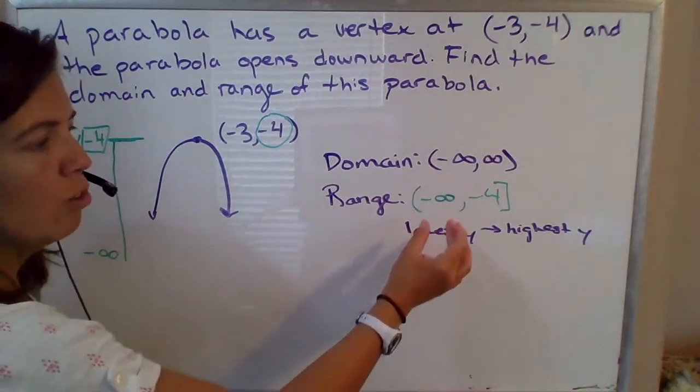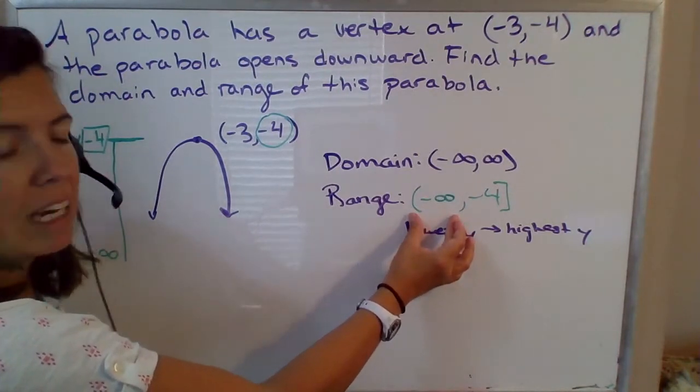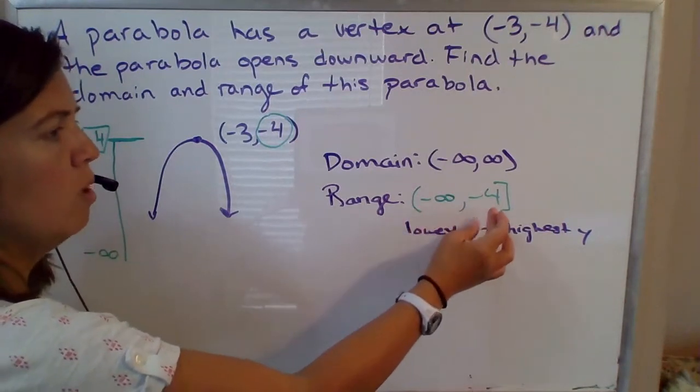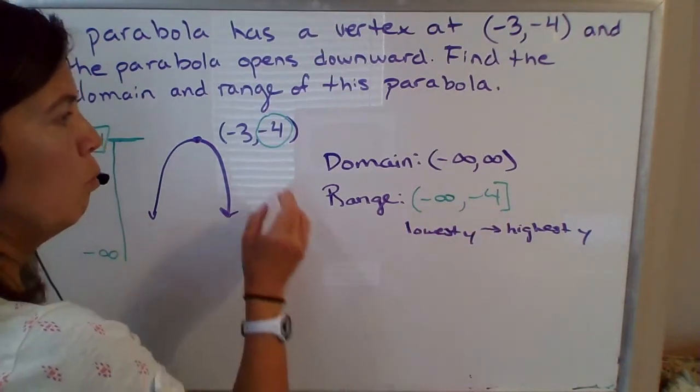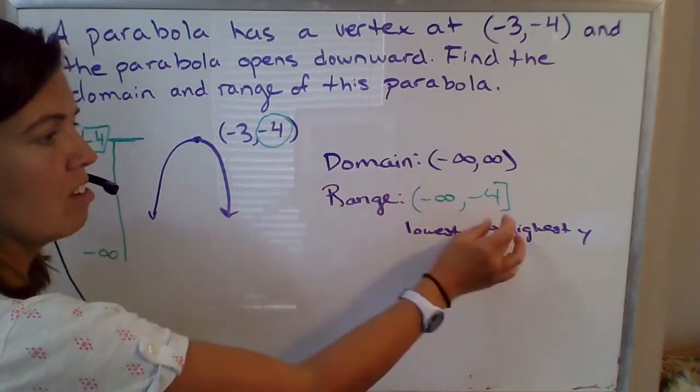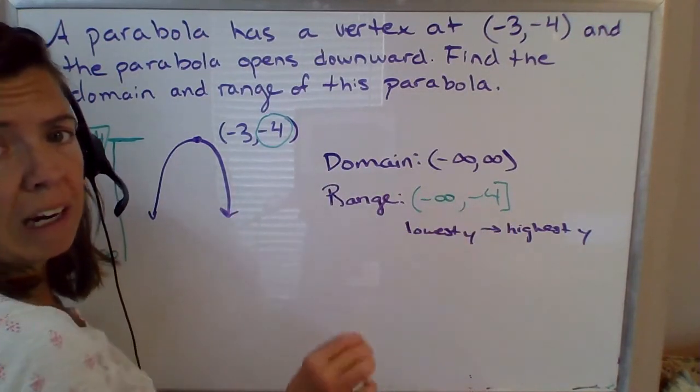Anyway, short answer with that is just if you have infinity or negative infinity, you should always have a parentheses next to that symbol. But with the vertex, if you actually have this coordinate as your y coordinate on the vertex, then we should include it, so do a square bracket at -4.